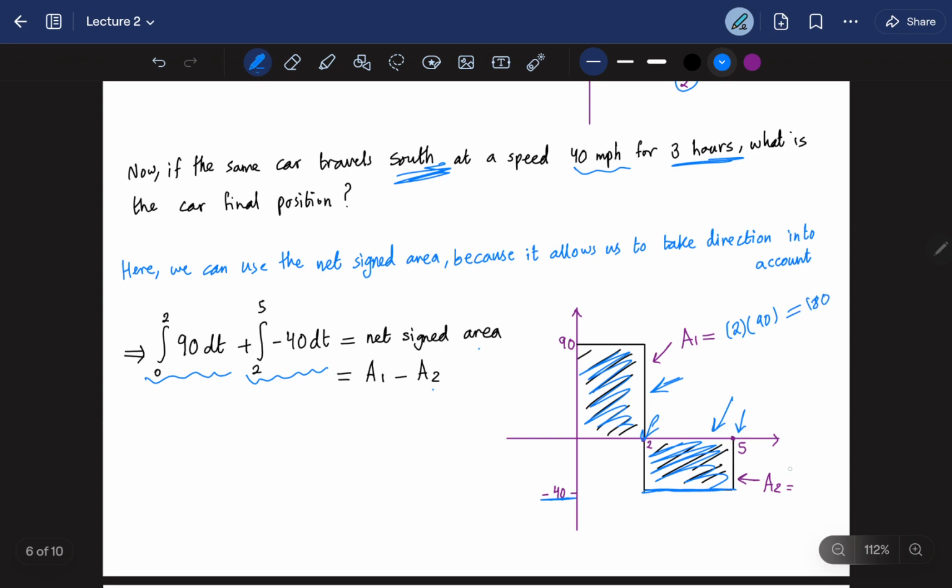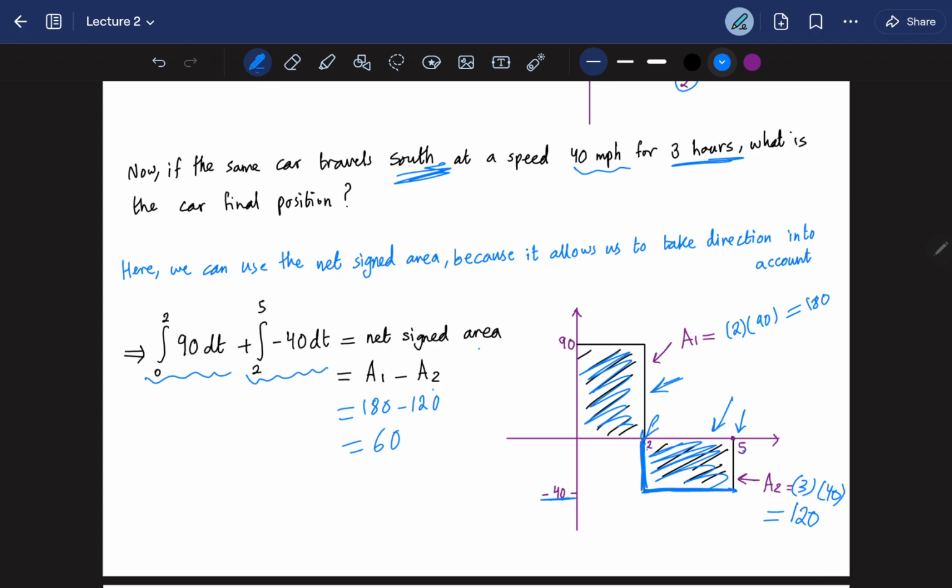But A2 here, let's see, my width is 3, right? Because 5 minus 2, this is my distance here, so that's 3. And then my height here is going to be 40, since we can't have negative height. So it's 120. So the net signed area, or the overall position in the end, is going to be 180 minus 120, and that's just 60.